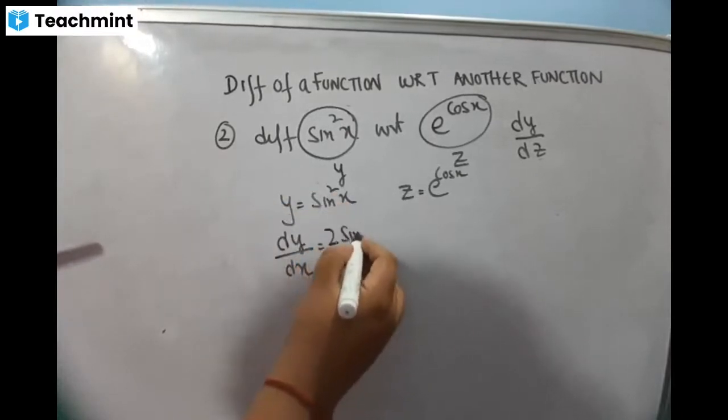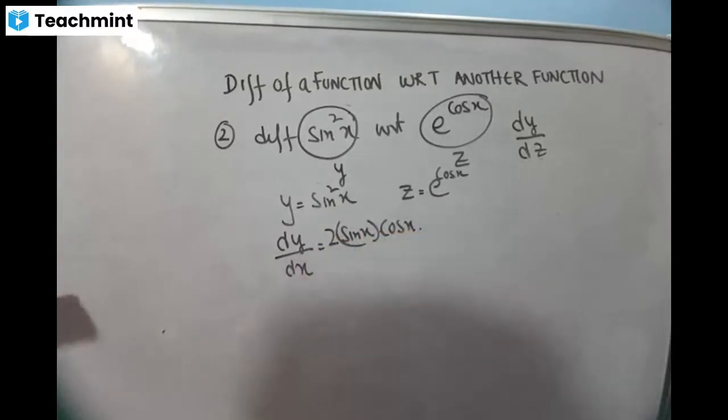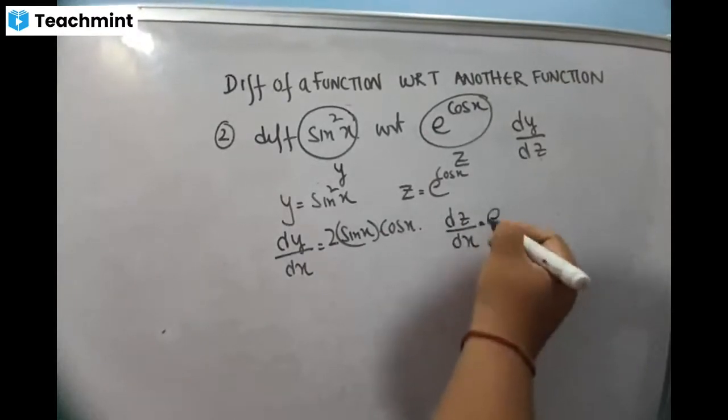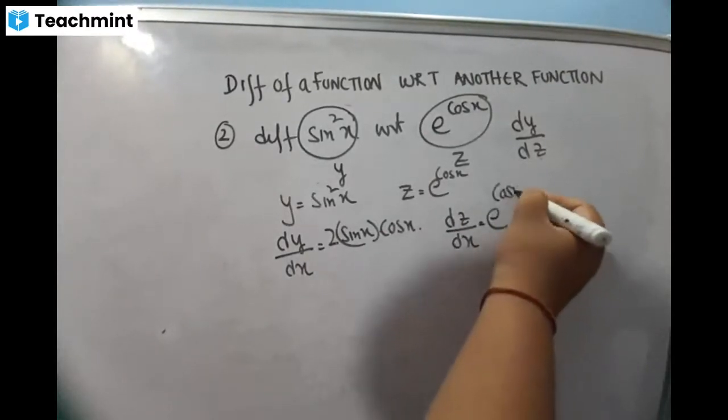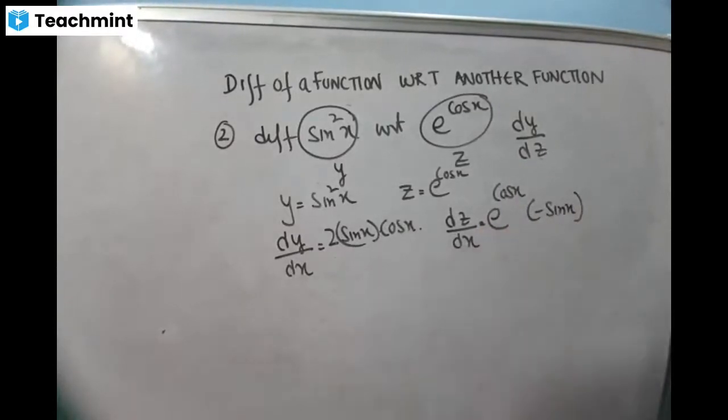So you get 2 sine x, but this is just an assumption. So sine x derivative is cos x. Done. What about z? Do the same thing. You get dz by dx. E to the power of cos x. So it is cos x, but this is just an assumption. So cos x derivative is minus sine x.